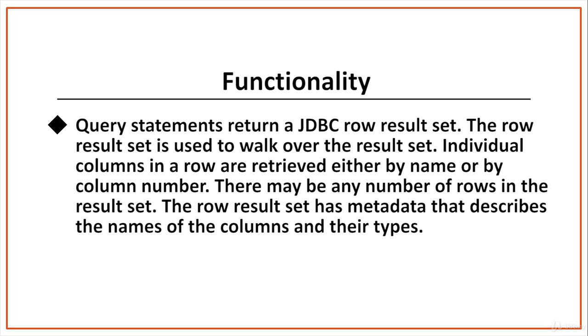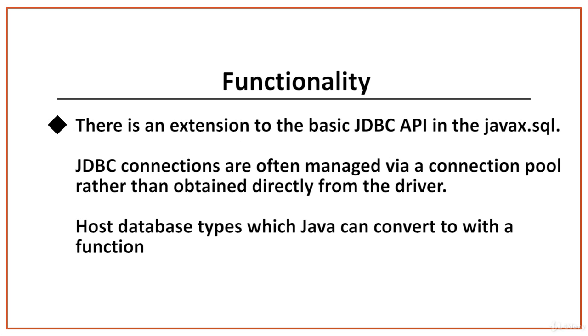Query statements return a JDBC row result set. The row result set is used to walk over the result set. Individual columns in a row are retrieved either by name or by column number. There may be any number of rows in the result set. The row result set has metadata that describes the names of the columns and their types. There is an extension to the basic JDBC API in the javax.sql package.